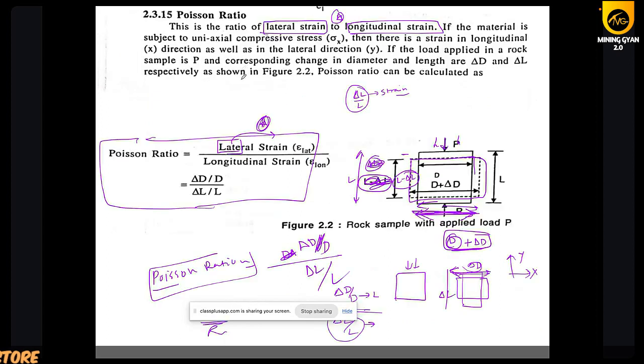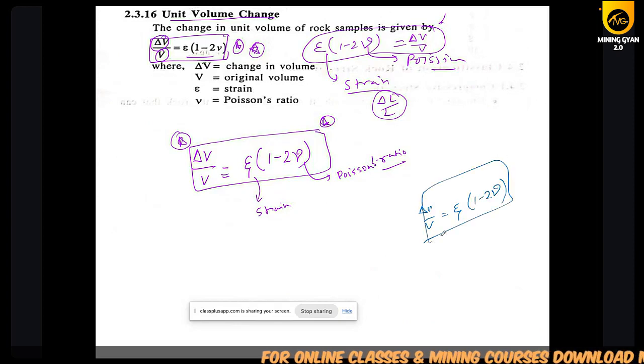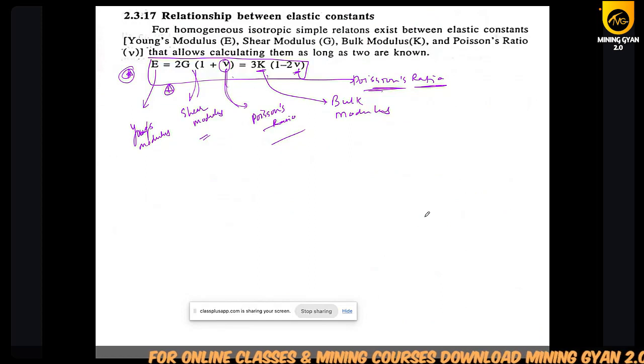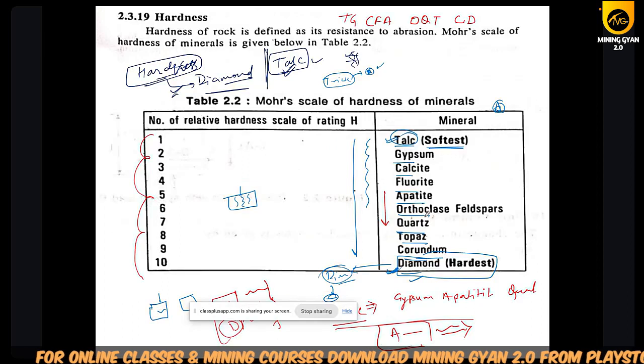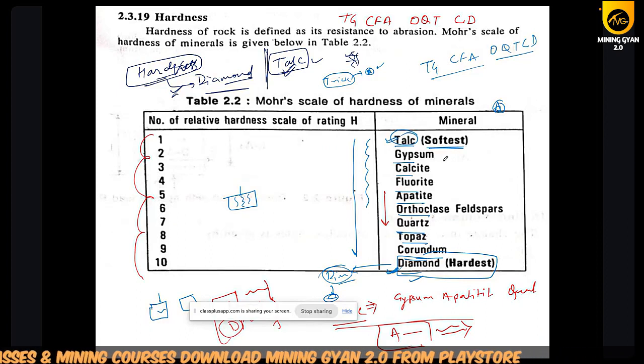Poisson's ratio is the lateral strain divided by longitudinal strain. Unit volume change, delta V by V, equals strain times 1 minus 2 times Poisson's ratio. Relationship between the elastic constants: TG CFA OQTC, TG CFA OQTC, TG CFA OQTC. Practice or remember it through the trick. Whenever they ask you to arrange this, you will remember.